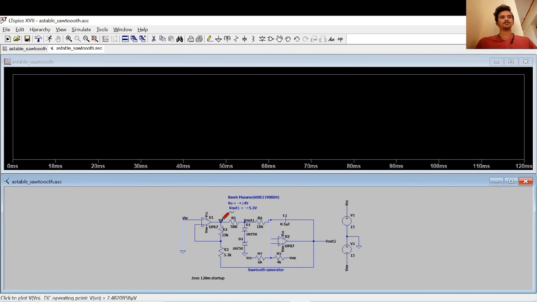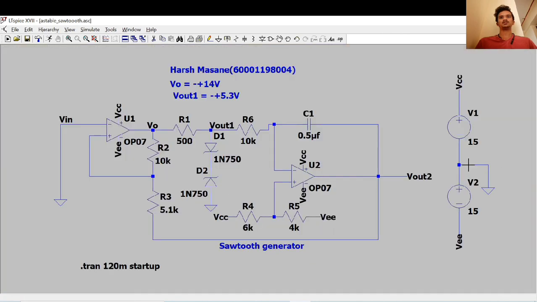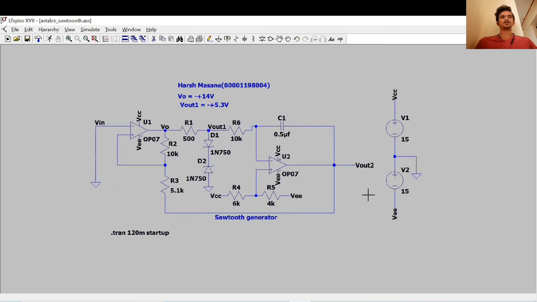Here we'll go to the Vo. As you can see, I have increased the T off time much greater than the earlier one. Here the Vout1 is the clipped wave, and at the output I get the sawtooth waveform. So in this fashion we can also use the Schmitt trigger to generate the sawtooth waveform.